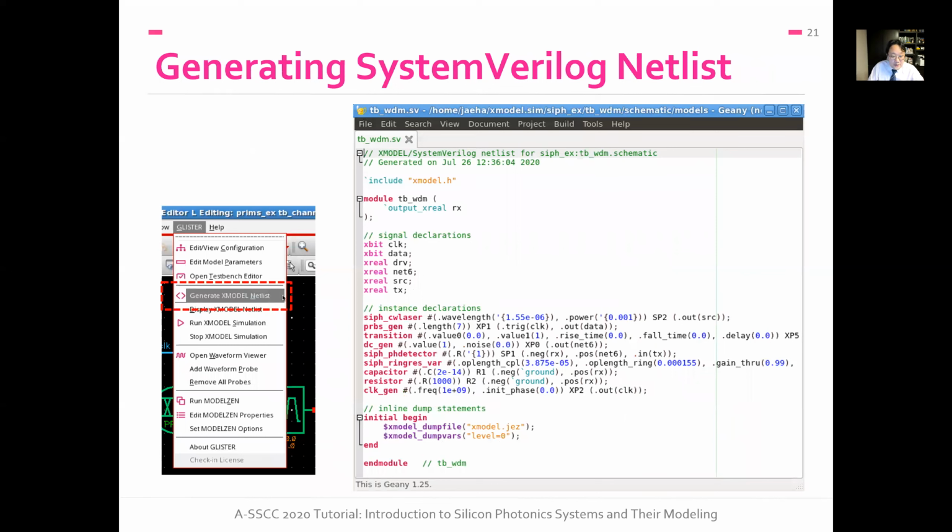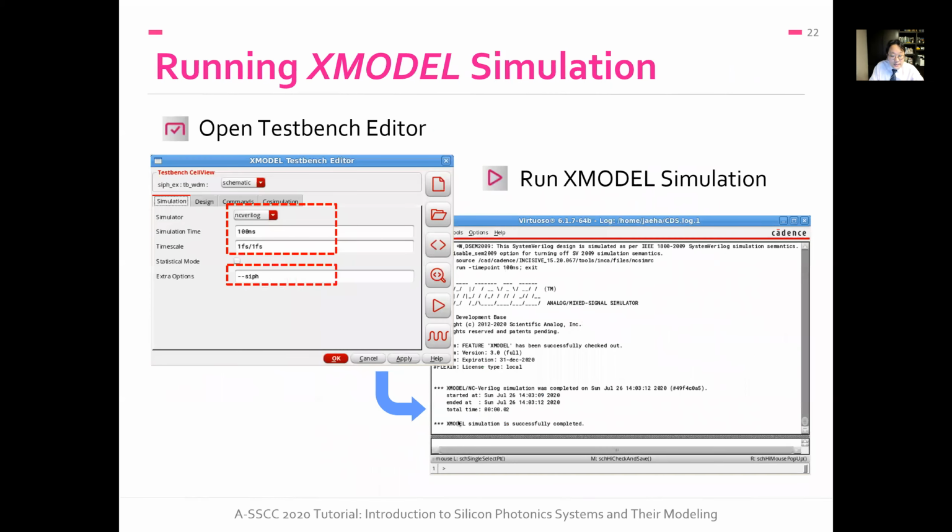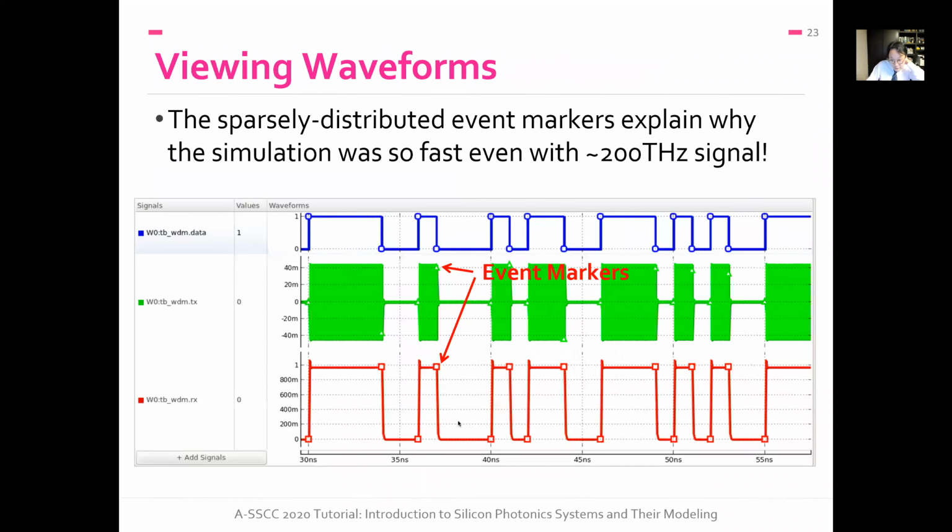And within this environment, you can simply generate the SystemVerilog netlist using the Glister feature, where you see a SystemVerilog module that has a set of signals being used within the model, a set of primitives that are placed on the schematic, and some extra commands for dumping the waveforms. And you can run simulation within SystemVerilog simulators, such as Cadence NC-Verilog or Synopsys VCS, along with the XMODEL engine. Okay. So, well, seeing is believing. Why don't I show you an actual demo of this?